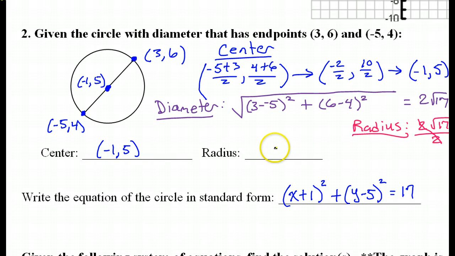Okay, I forgot to write down the radius. The radius was the square root of 17. Alright, so that's how you do number 2.